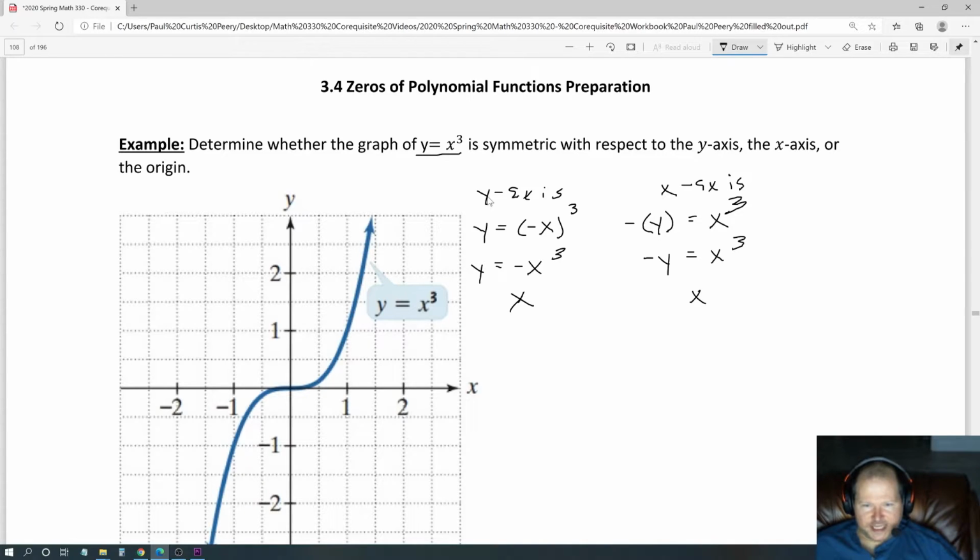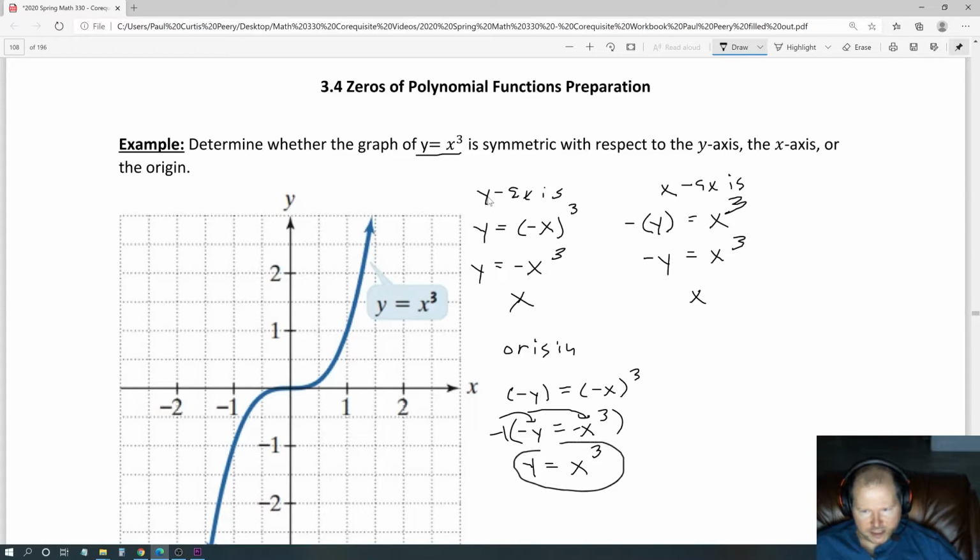And now we can say, well, what about origin? Origin symmetry. Well, what we do is we plug in a negative y and we plug in a negative x and we see what happens. That gives me negative y is equal to (negative x) to the third. Now, initially, this does not equal the original one, but I can simply multiply this entire equation by negative 1, or divide everything by negative 1, flip all the signs. Negative 1 times negative y is positive y, and negative 1 times negative x to the third power is positive x to the third power, and what you see here is you get back the original equation.